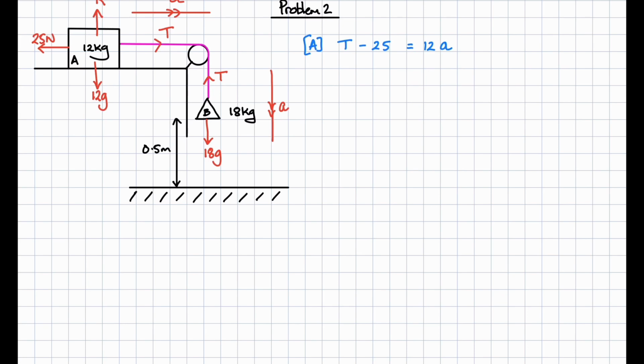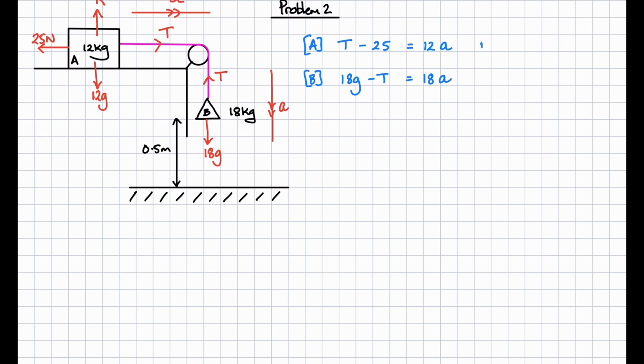Moving on to particle B. Particle B is going to be moving downwards, so we've got a force acting downwards, which is 18g, and a tension force acting in the opposite direction. Therefore the resultant force on particle B would be given by 18g minus T, and that will be equal to the mass of particle B, which is 18, multiplied by the acceleration A.